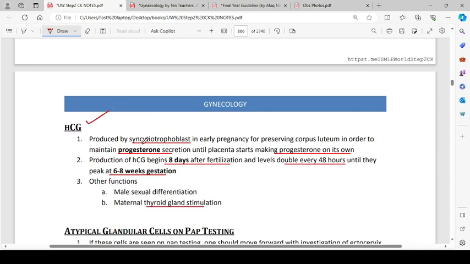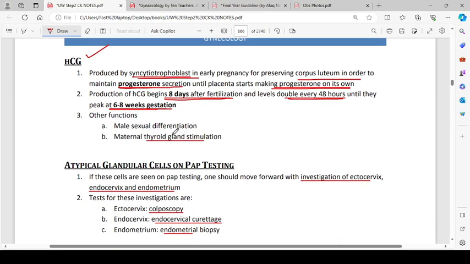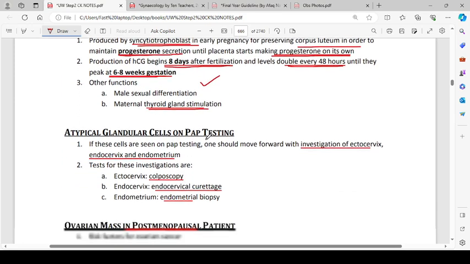HCG, produced by syncytial trophoblast in early pregnancy, preserves the corpus luteum in order to maintain progesterone secretion until the placenta starts making progesterone on its own. Production of HCG begins 8 days after fertilization and levels double every 48 hours until they peak at 6 to 8 weeks of gestation. Other functions are male sexual differentiation and maternal thyroid gland stimulation.